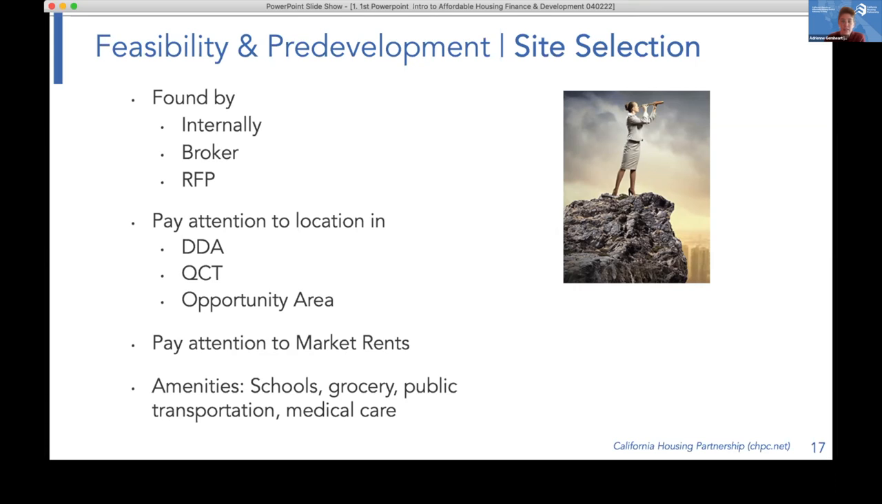So when looking at a site, a couple things to pay attention to are if the site is in a DDA, which is a difficult to develop area, or a QCT, a qualified census tract, or an opportunity area. In the world of TCAC and CDLAC, this will affect your scoring and also your tax credits. Another item to pay attention to is the market rents. Are the market rents high or low in the area, which will also impact the rents that you can charge? And what kind of amenities are near the site? Are there schools nearby, grocery stores, medical care, transportation, as this will also impact both the quality of life of your residents and also competitiveness for your project when you are applying for funding.